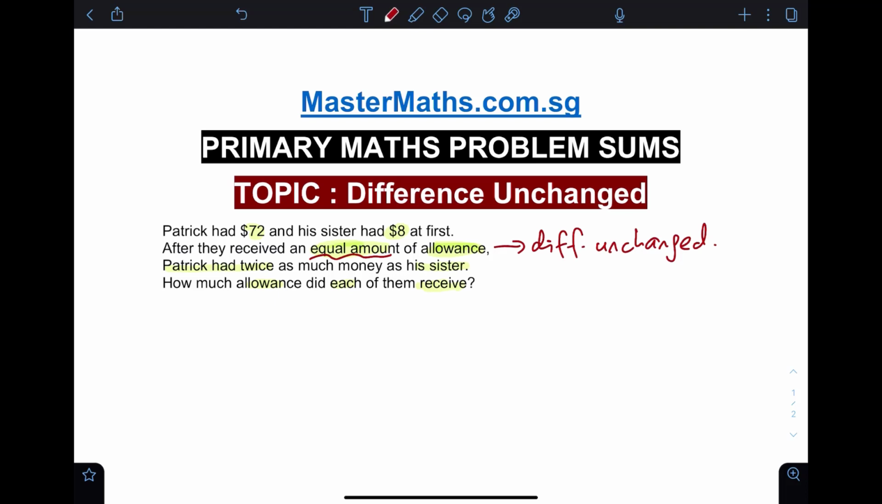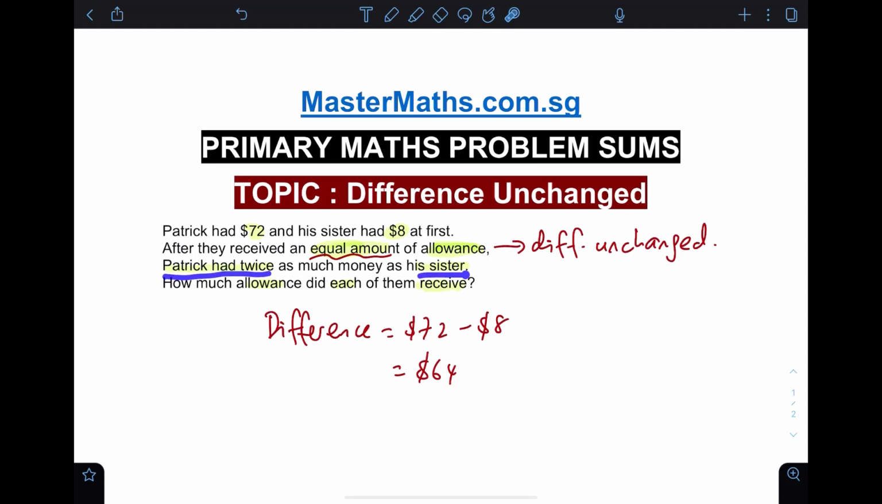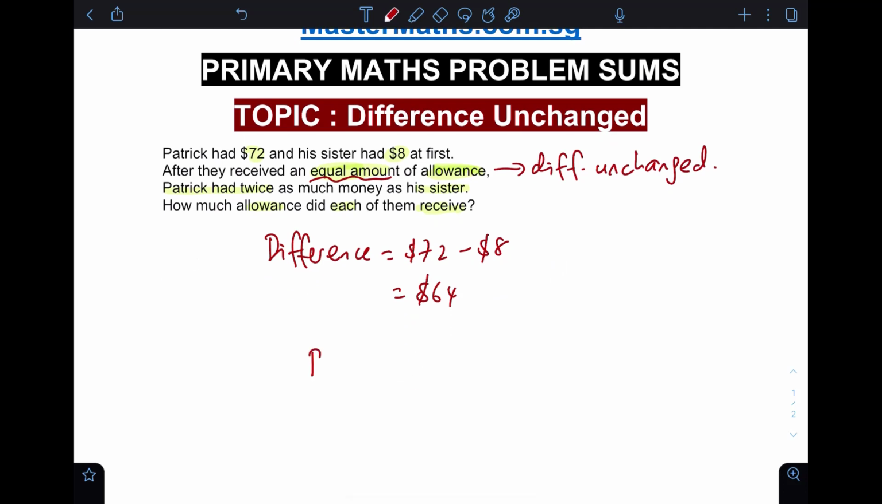Now, to do this question, we find the difference that we are working with, and that is $72 minus $8. That's $64. So even later on, when Patrick had twice as much as his sister, the difference will still be $64.